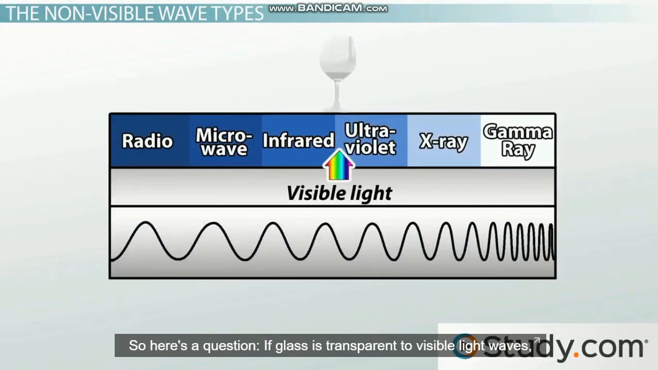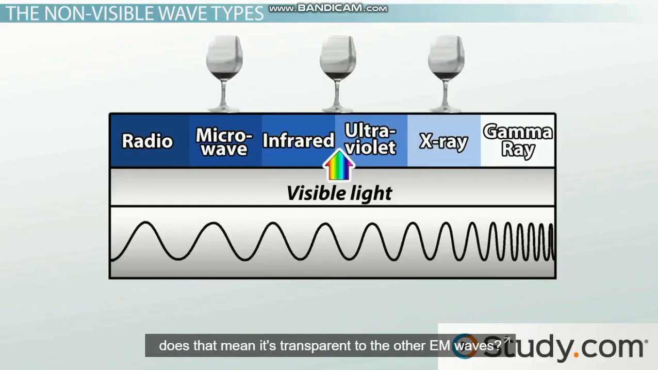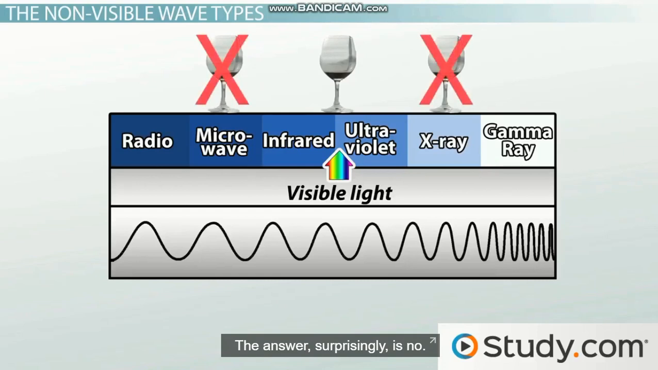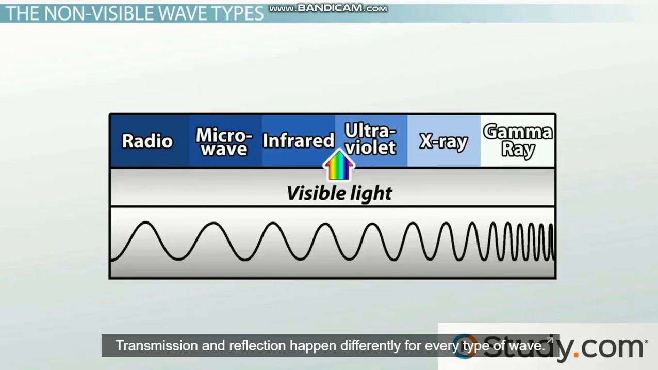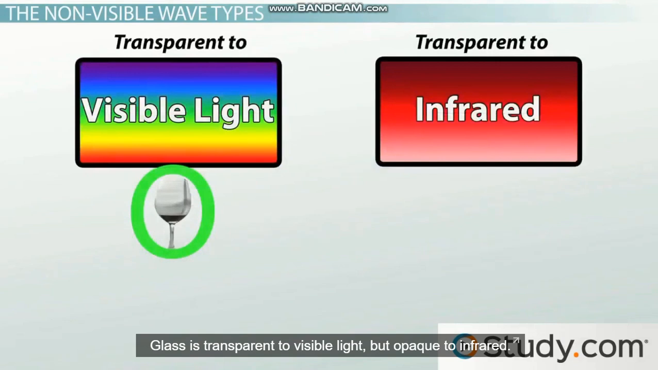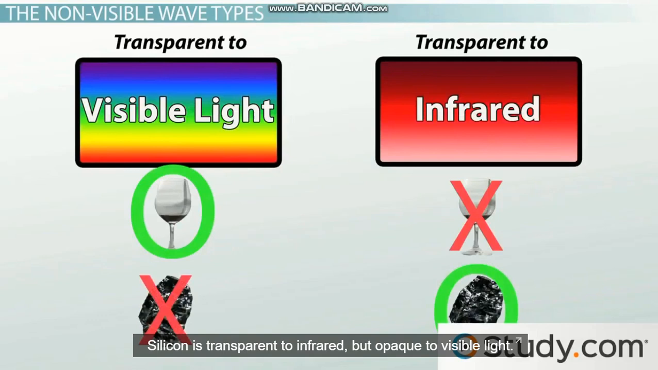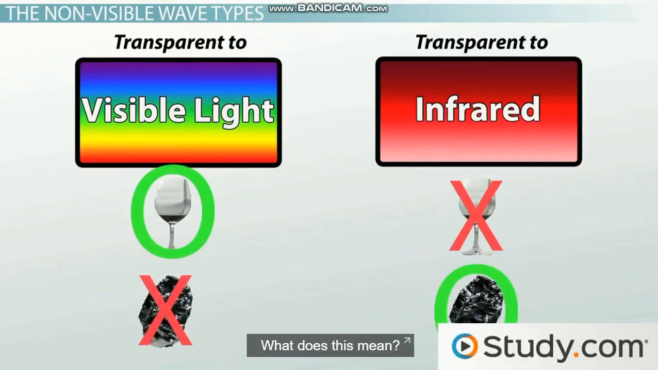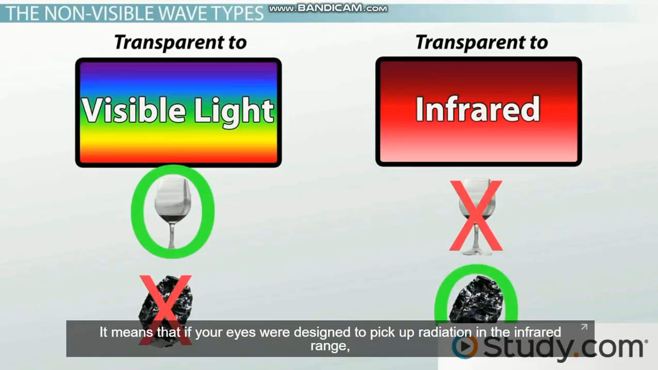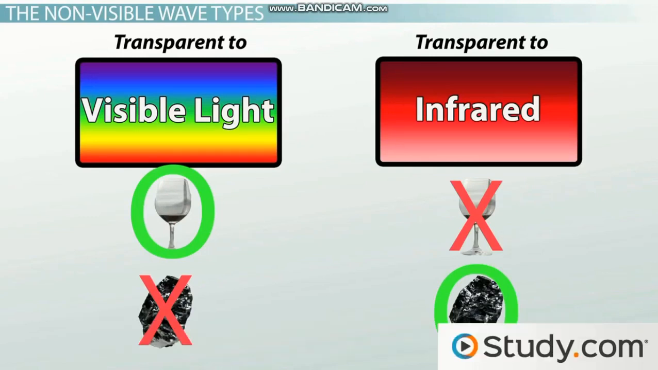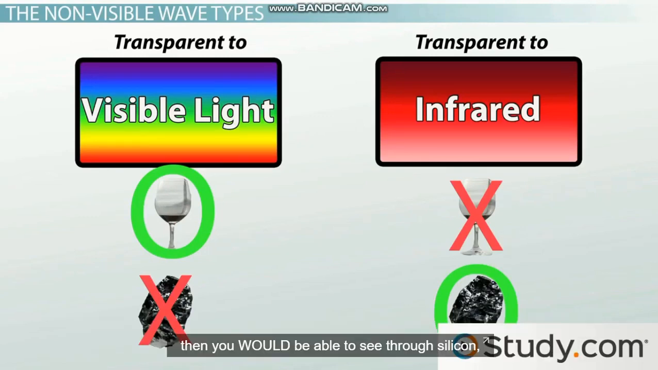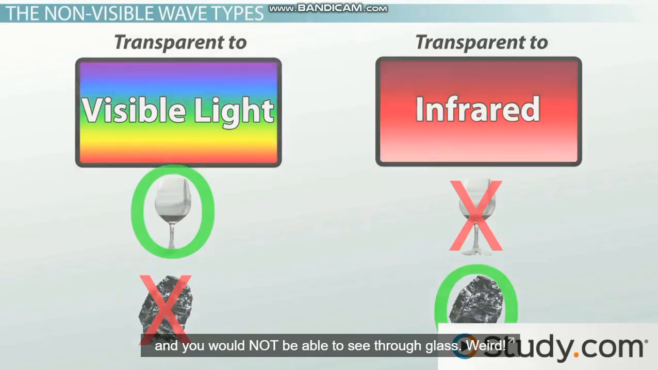So here's a question. If glass is transparent to visible light waves, does that mean it's transparent to the other EM waves? The answer, surprisingly, is no. Transmission and reflection happen differently for every type of wave. So the rules about which objects are transparent and opaque also change. Glass is transparent to visible light, but opaque to infrared. Silicon is transparent to infrared, but opaque to visible light. What does this mean? It means that if your eyes were designed to pick up radiation in the infrared range, then you would be able to see through silicon, and you would not be able to see through glass.